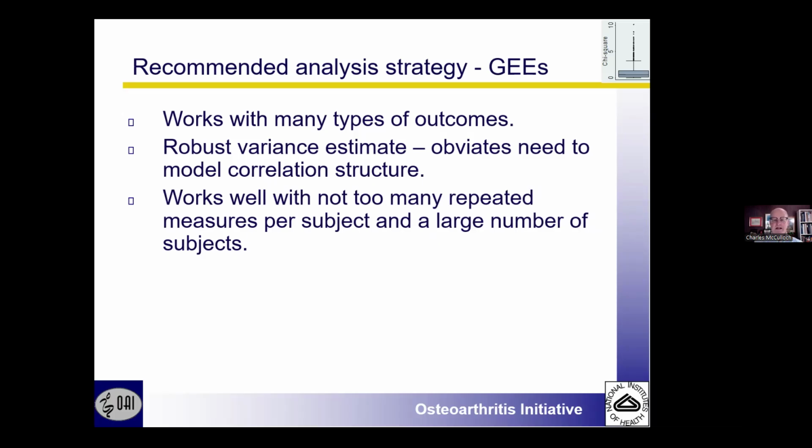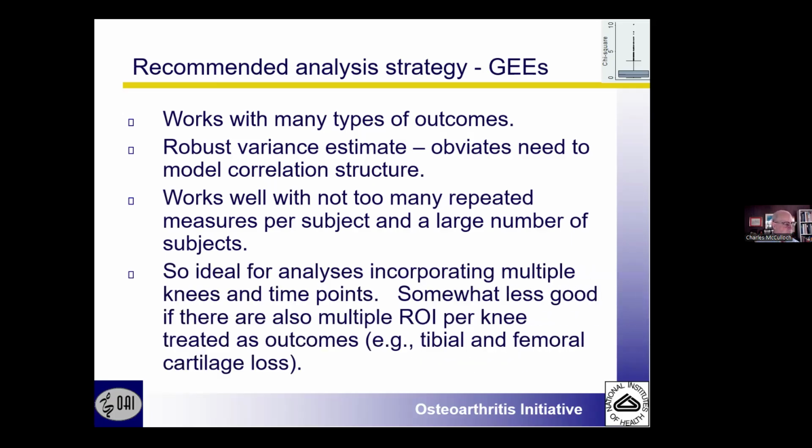So for many analyses in the OAI dataset, you're going to be able to use hundreds, if not thousands of participants. So you probably have a large number of participants, subjects, and not that many observations per person. Even if you use full longitudinal data and a couple of knees, or even a small number of regions within a knee, it doesn't add up to that many repeated measurements. So this is ideal for analyses that incorporate multiple knees and time periods.